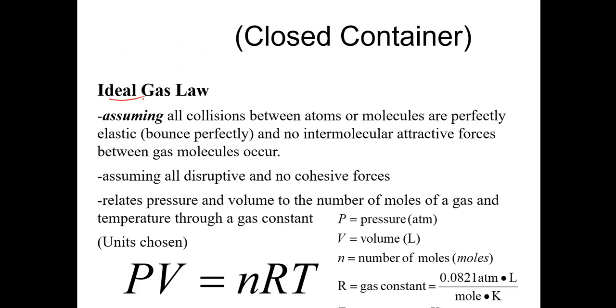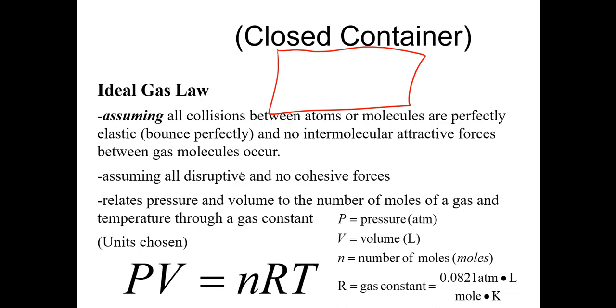So in our ideal settings, we're going to assume, even if it's not real, all collisions are going to be perfectly elastic. They're going to bounce perfectly. And there's no attractive forces or cohesive forces from electrostatics. We're going to assume that all gas particles are going to be completely bouncing around regularly. It's only disruptive from temperature. And if we assume that, then we can make this nice relationship.